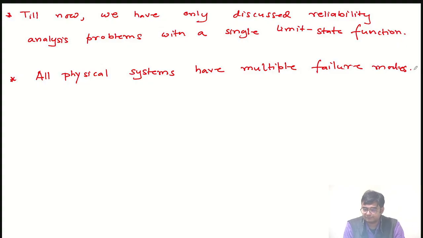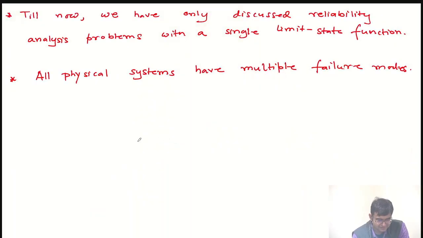Each failure mode is supposed to give you a single limit state, which means handling multiple failure modes means handling multiple limit state functions. That is what it means. So all physical systems have multiple failure modes, and so we need techniques to do that. System reliability allows us to handle multiple failure modes. So that is what system reliability is all about.